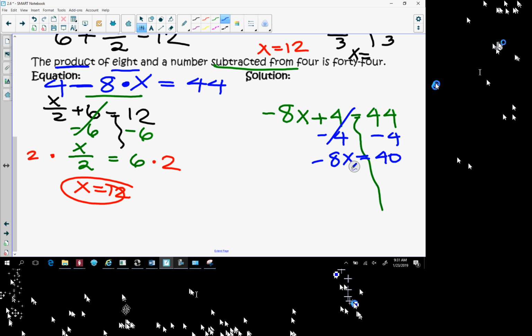Then what do I do? Divide by negative 8. Negative 5. Perfect. x equals negative 5 is my solution. So that's what we're starting with. The next part we're going to be doing is inequalities. So that's half of it. It wasn't really anything new.